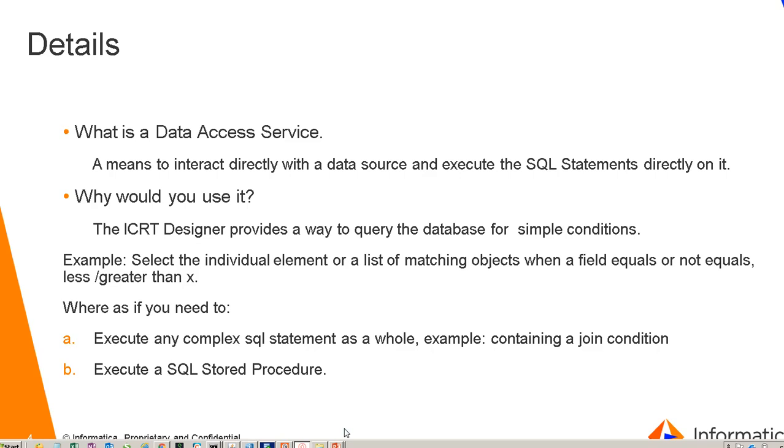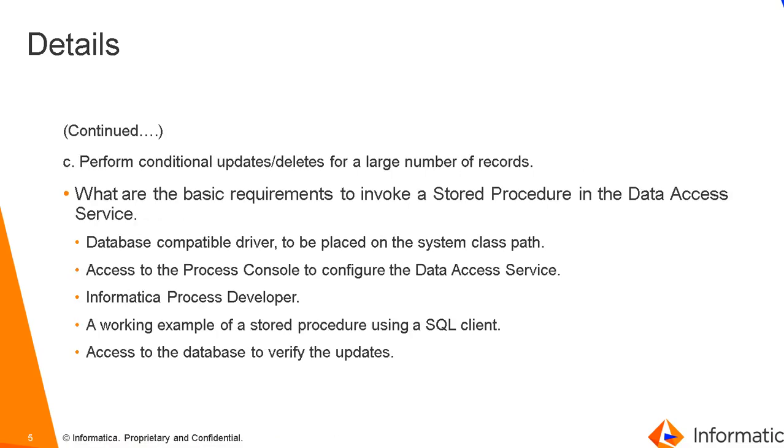Whereas if you need to query for complex SQL statements that involve multiple join conditions, for example, or if you want to execute a SQL stored procedure that contains your own business logic, then you would want to use the Data Access Service. The other condition wherein you would use it is if you have to perform operations on a bulk number of records, say a conditional update or delete. You could use the Informatica Process Developer and the Data Access Service together to perform the conditional updates and deletes.